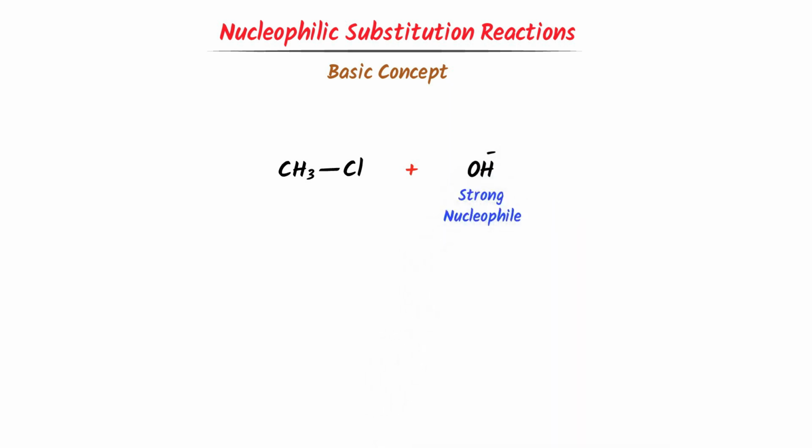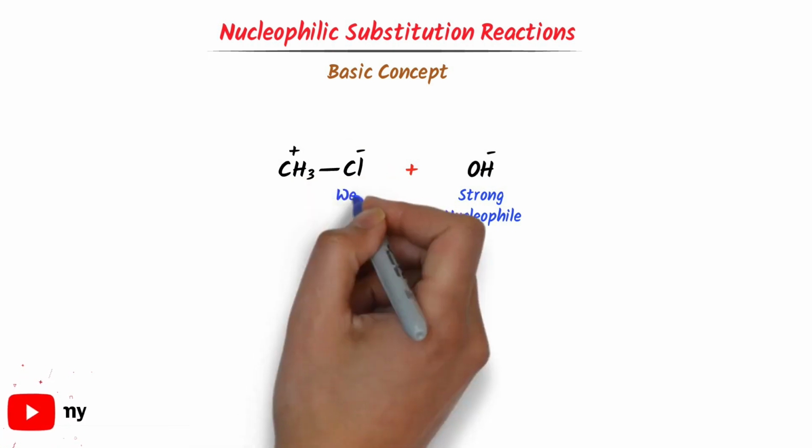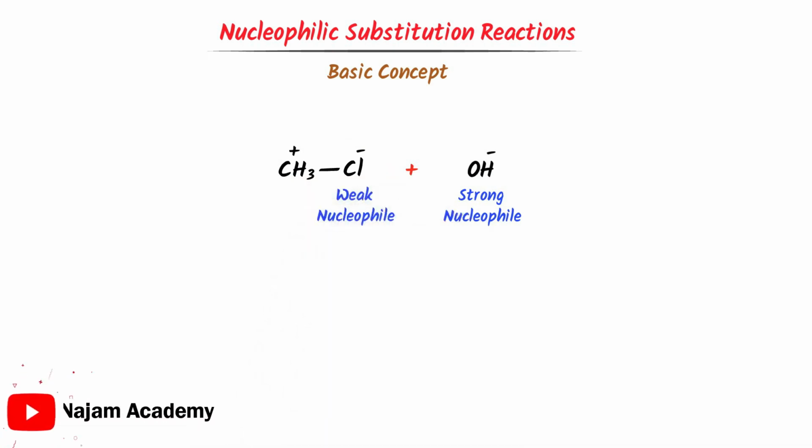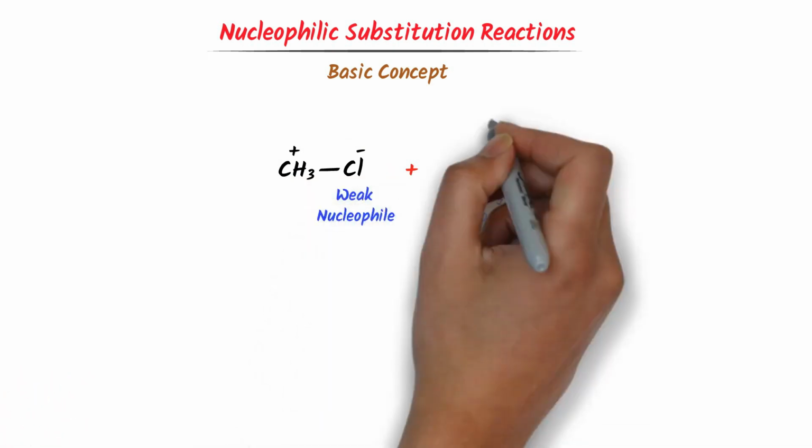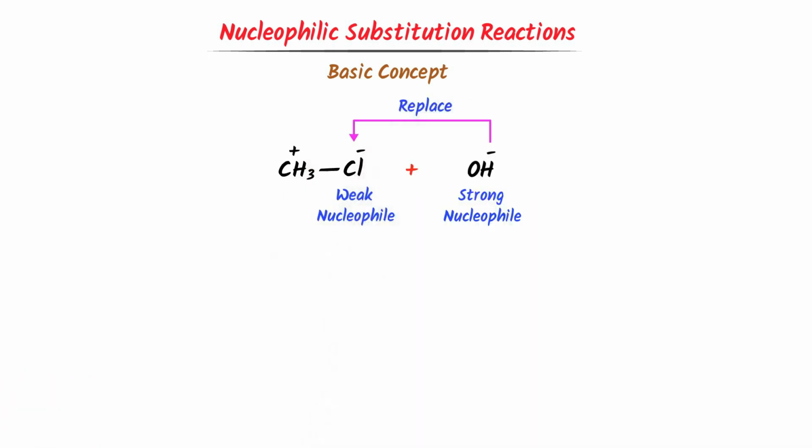On the other hand, chlorine is more electronegative than carbon. Hence, it attracts the shared pair of electrons more towards itself. As a result, a partially negative charge appears on this chlorine and a partially positive charge appears on this carbon. This chlorine is a weak nucleophile. Now listen carefully. This strong nucleophile will replace this weak nucleophile.